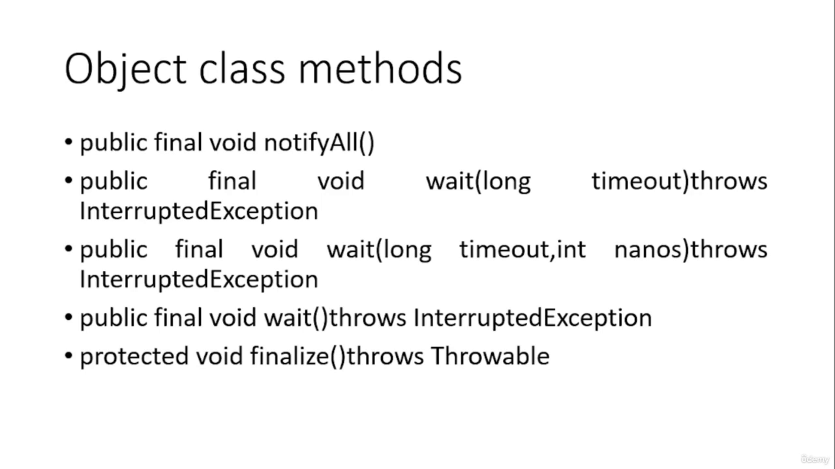The next method is the finalize method. The finalize method is related to the garbage collection process. When you want to write some logic before garbage collection happens, you can write that logic inside the finalize method. So the finalize method is used to write the logic of our program.